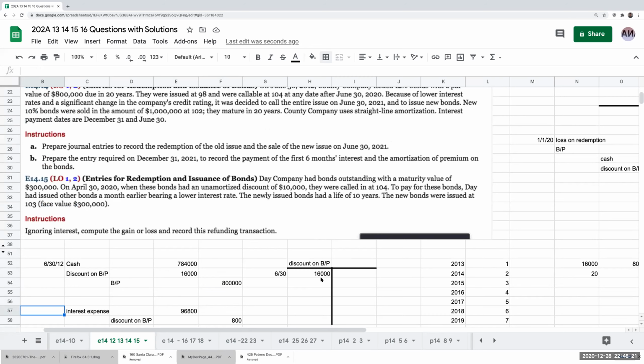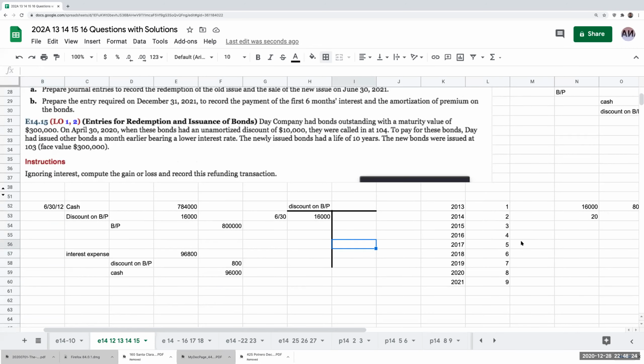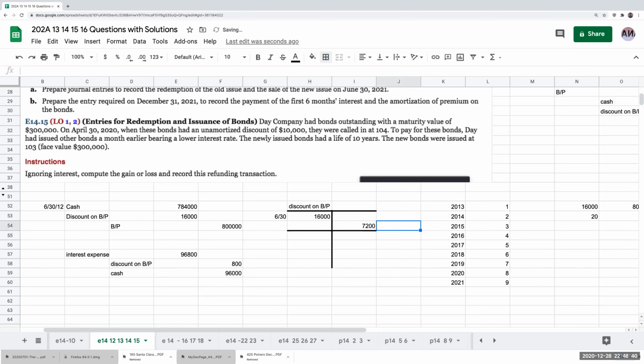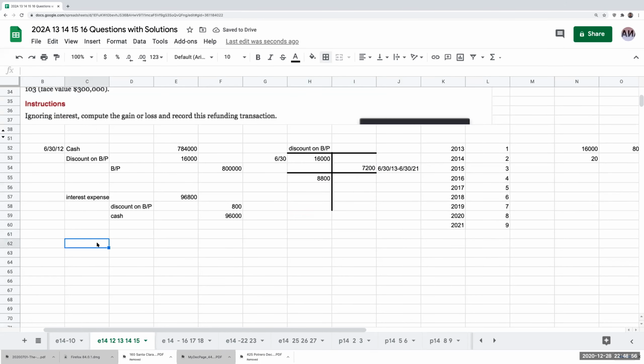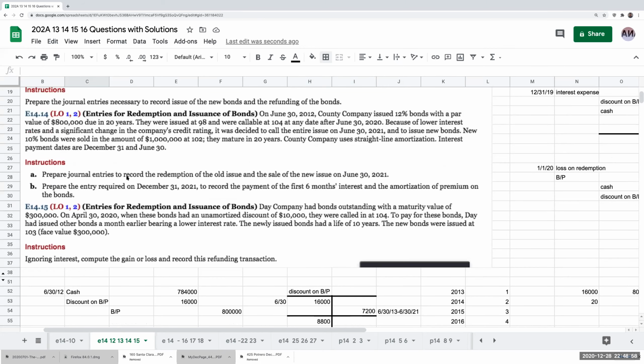But now I'm redeeming it after 9 years. So the amortized discount after 9 years is going to be 800 times 9, or 7,200. This would be 6/30/13 through 6/30/21. So my ending unamortized discount on bonds payable is going to be 8,800.